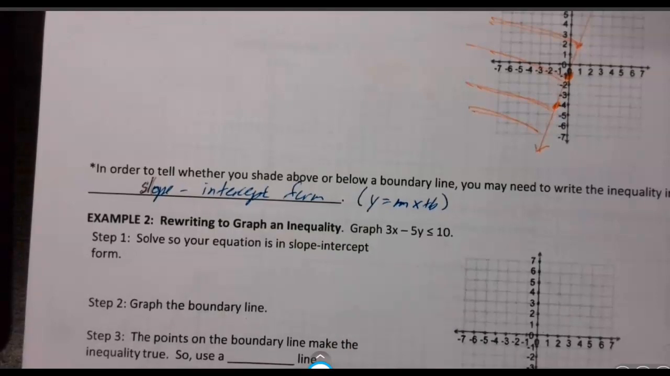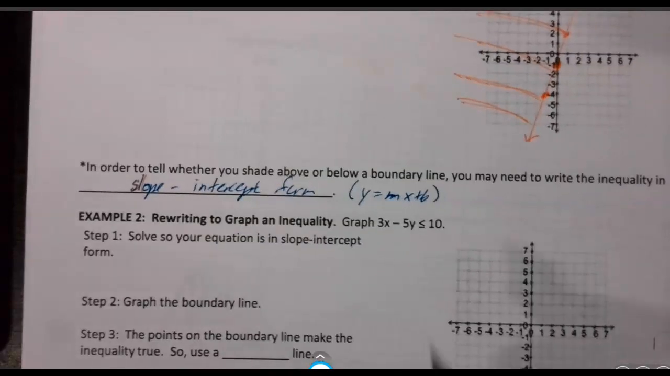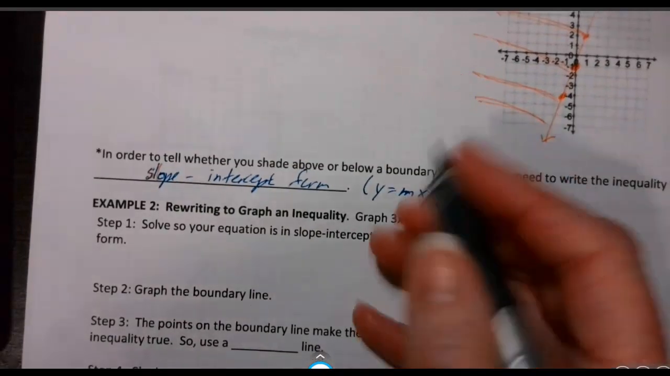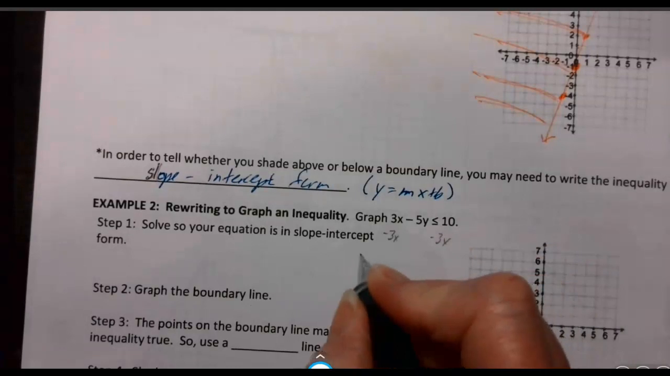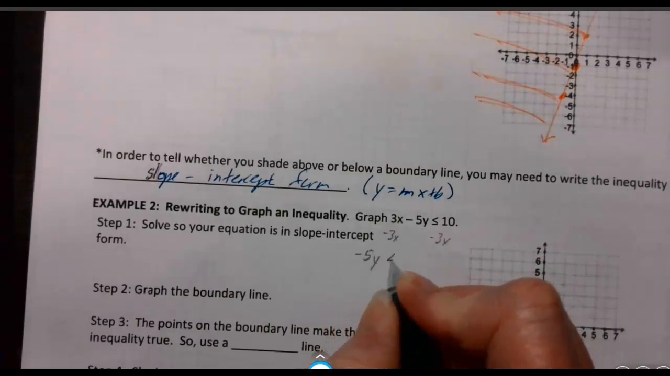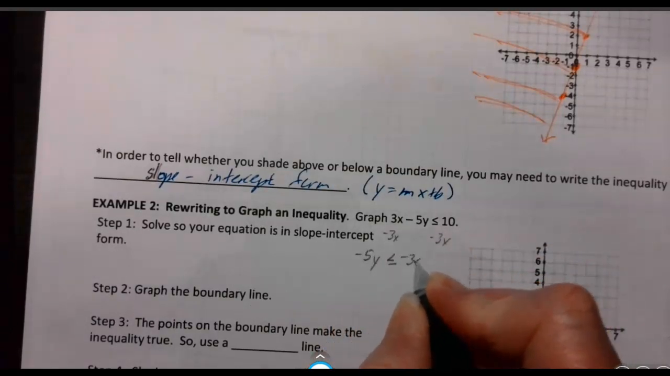Okay? So the first thing we have to do is rewrite this to be in slope-intercept form. So I have to get y by itself as my whole goal. That means I'm going to move the 3x. I'm going to subtract 3x from both sides. And I get negative 5y is less than or equal to negative 3x plus 10.